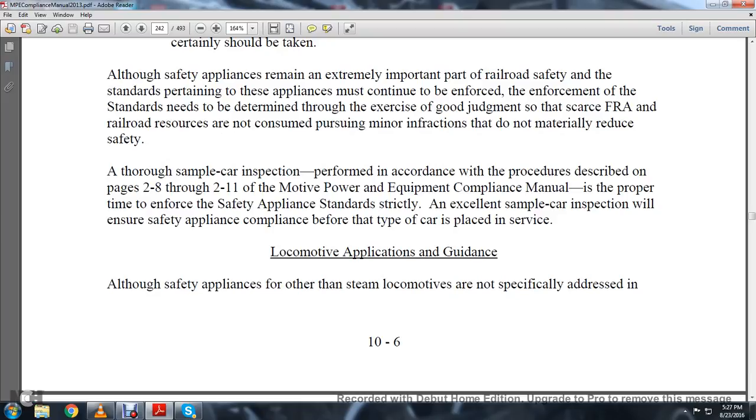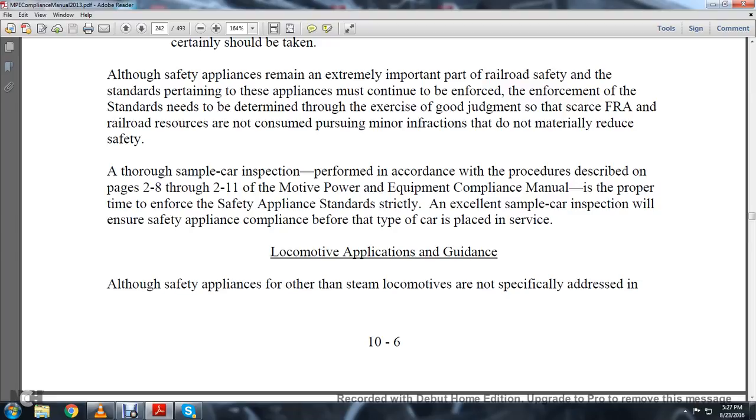Although a thorough sample car inspection is performed in accordance with procedures described in pages 2-8 and 2-11 of the Motive Power and Equipment Compliance Manual, it is proper at that time to enforce safety appliance standards strictly, and an excellent sample car inspection will ensure that safety appliances are compliant before the type of car is placed in service.